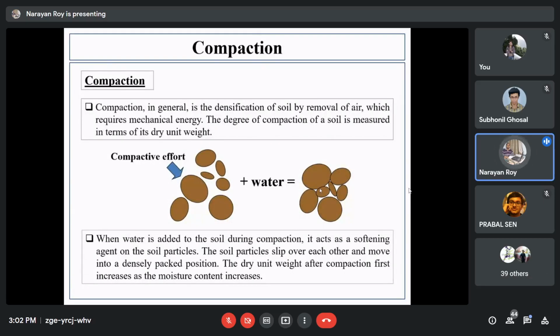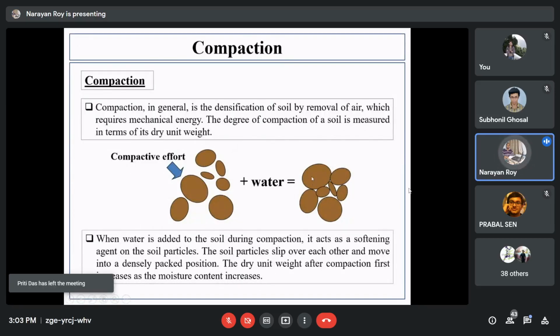So after you add water and then apply some kind of mechanical energy to the soil, the soil particles will easily slip over each other and move into a more densely packed position, and the ultimate result is compaction. So water here is acting as a lubricating agent or softening agent, helping the soil particles slide over each other and come into denser positions. So finally, the compaction is happening. This is a schematic representation of the compaction phenomenon.